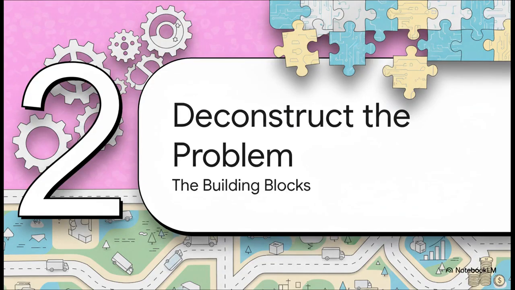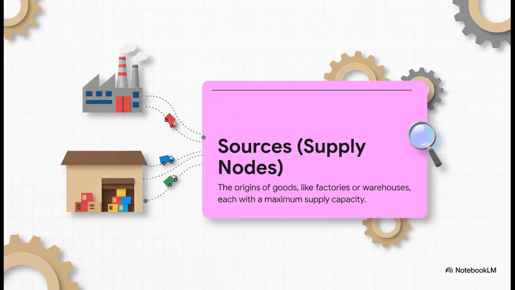All right, so to solve any puzzle, you first have to understand its pieces. So let's deconstruct this thing and look at the basic building blocks. First up, you've got your sources, or supply nodes, if you want to get technical. Just think of these as the starting points, your factories, your warehouses. The most important thing to know about a source is its capacity. It has a hard limit on how much product it can supply.